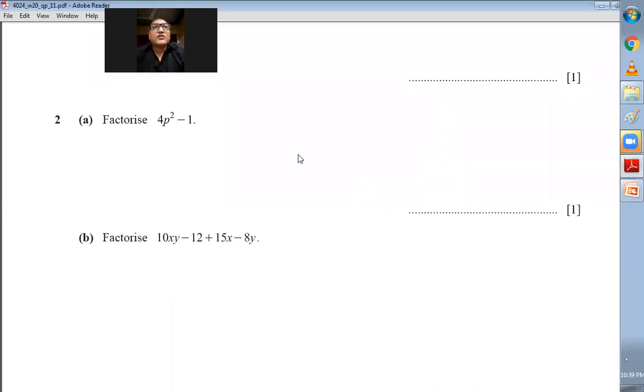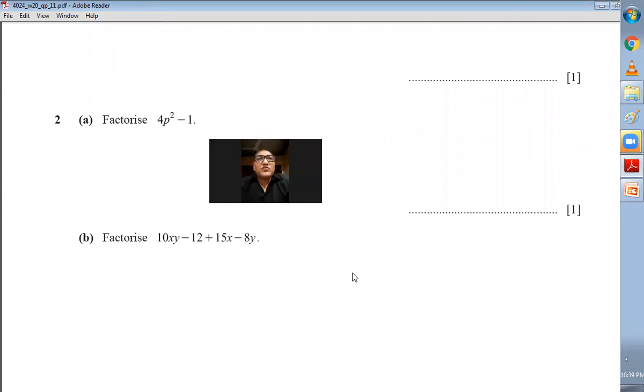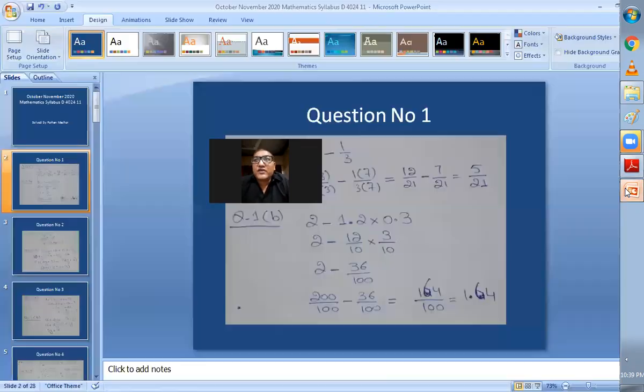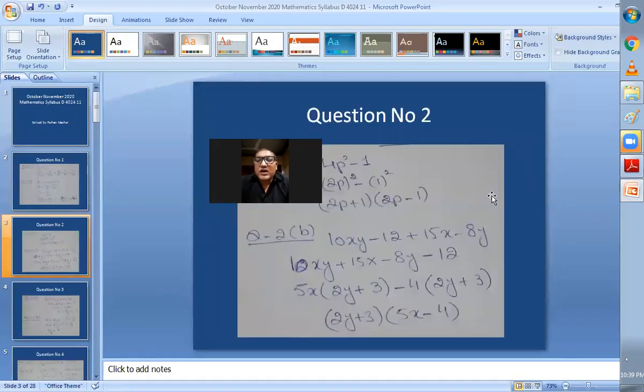And here we go. Question number 2 is showing on your screen. Question number 2 is 4p square minus 1. You see this 4p square, it's a perfect square, and 1 is also a perfect square. So I can use the formula of the difference of two perfect squares. Let me show you how I have done.